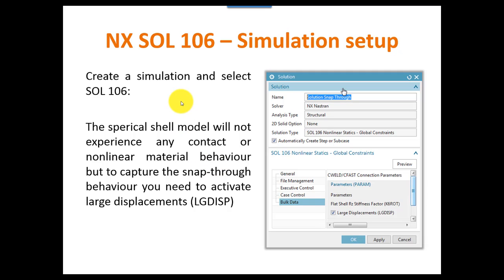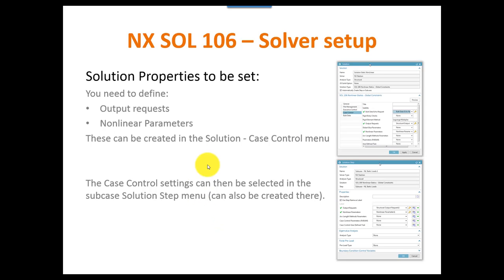Then, after that test, you can run an SOL106 solution. The first thing you have to remember, which is easy to forget because it's quite hidden in my opinion, is that the bulk data option here gives you access to the large displacement option. You turn it on in order to allow for large displacement and nonlinear geometric effects. By the way, we are not using nonlinear material properties in this example. All material data are assumed linear.